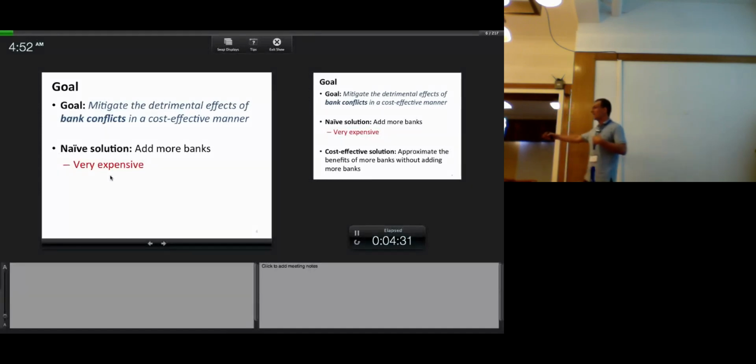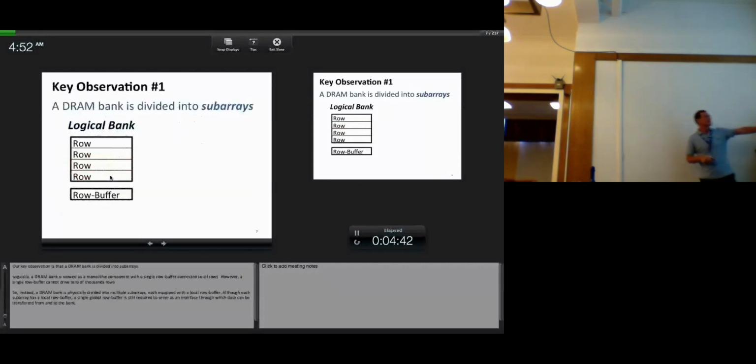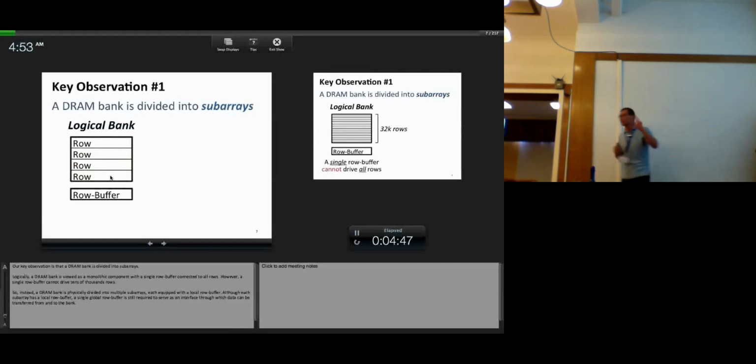You can add more DIMMs, but that's also more costly and not scalable. And we covered that earlier, having multiple DIMMs. So we'd like to try to do something with the DRAM chip without actually adding more banks. Basically approximate the benefits of having more banks without adding them. So how do we do that? There are 2 key observations.